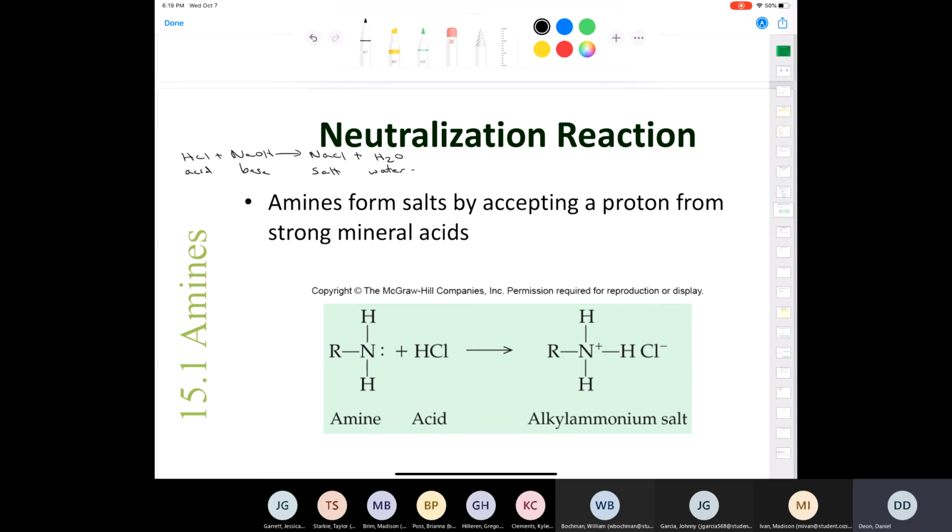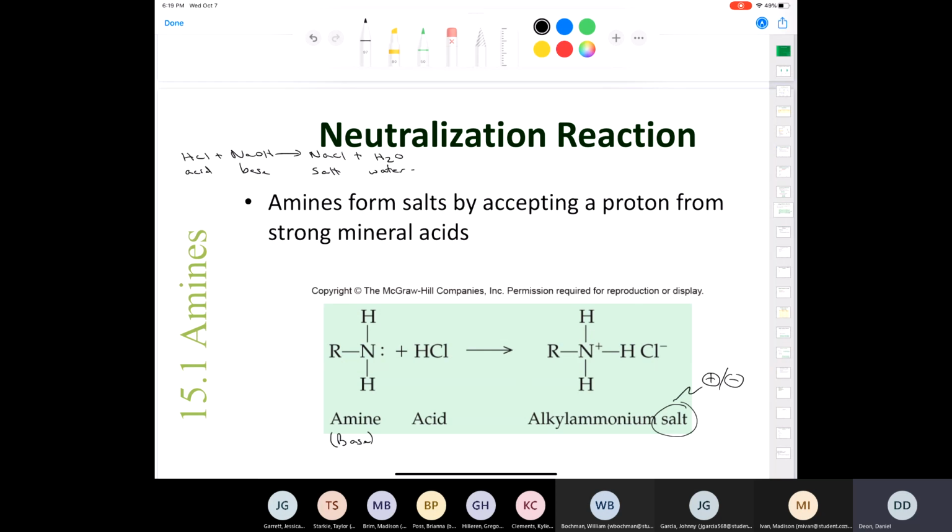And you'll see the same thing here. An amine is a base. We don't end up with water in this case, but if we take an amine, we end up with a salt. We don't end up with water, but we do end up with a salt. You're like, well, this doesn't look like table salt to me. Well, a salt is the combination of a cation and an anion. And the alkyl ammonium is a polyatomic ion.